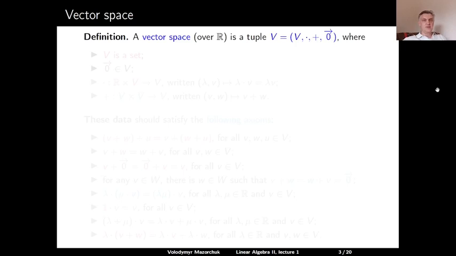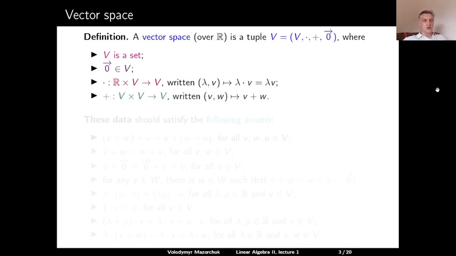A vector space over real numbers is a tuple, which is usually denoted simply by V, but which consists of 4 elements: V, dot, plus, and the zero vector. So in this tuple, V is a set. The zero vector is an element in V. Dot is a binary operation where the first argument is a real number, the second argument is an element in V, and the output is an element in V.